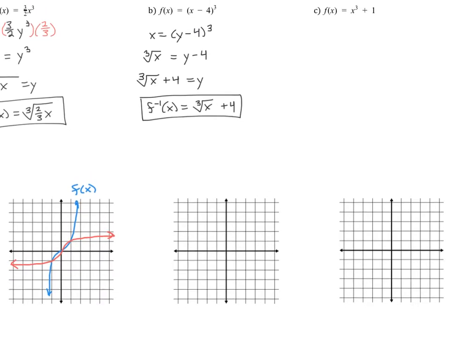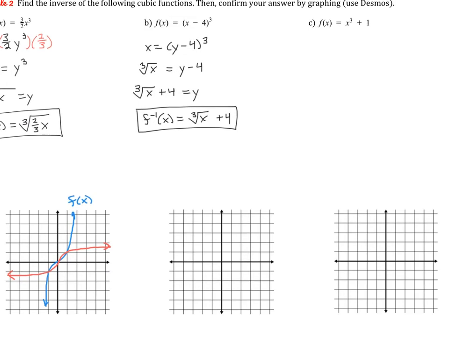Let's take a look at these graphs so we can double check. All right, so here's what those graphs look like. Here's our cubic function, and then here's the cube root of x plus 4, so you can see that they are reflected over that line y equals x.